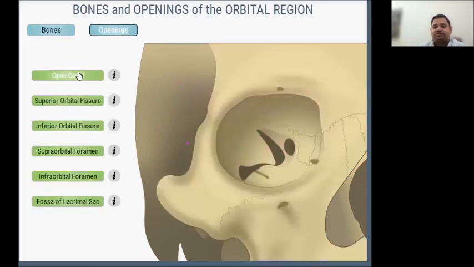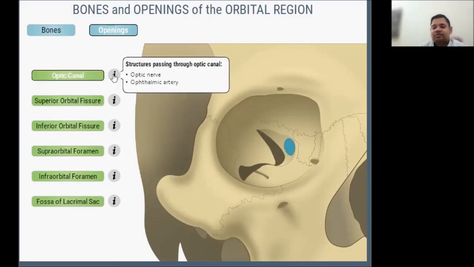So what are the openings we have to see? The first one is the optic canal. Again, you can see this round shape structure. It is the optic canal. What passes through it? The structures passing through the optic canal are the optic nerve and ophthalmic artery. So these two things are actually going to supply your retinal part, or the inner coat of the eyeball, which is the optic nerve and ophthalmic artery.